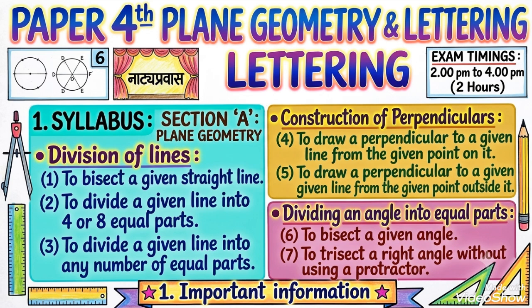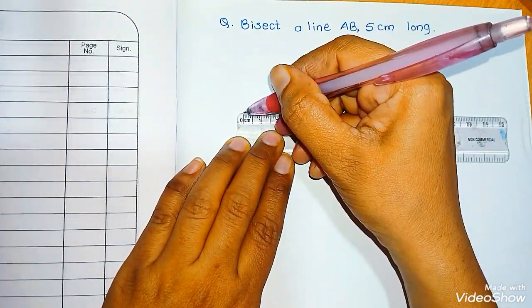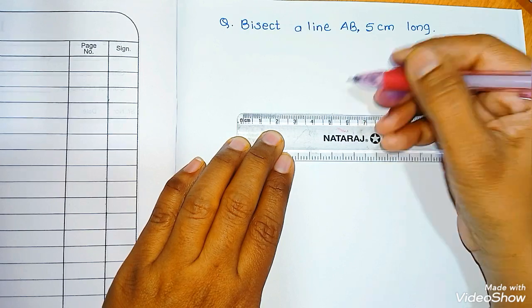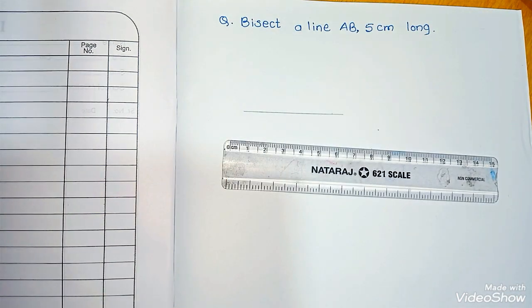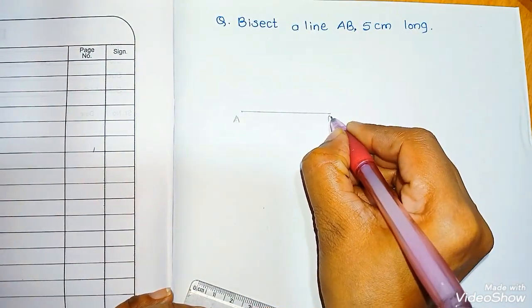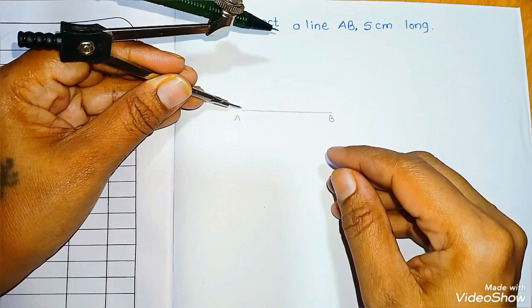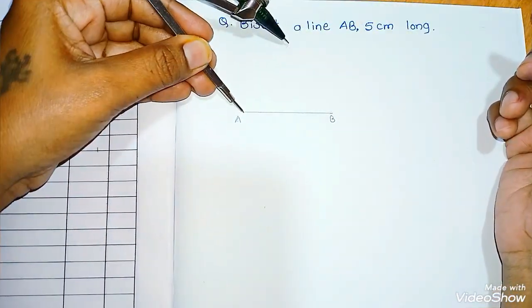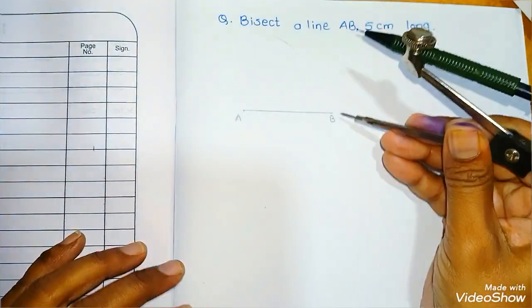Let's start with the first question. First question: bisect the line AB, 5 cm long. Draw line AB 5 cm long. With A as the center and radius slightly larger than half of AB, draw arcs on both sides of line AB. With B as the center and the same radius, draw arcs intersecting the former ones at points C and D. Then draw CD intersecting line AB at point O.